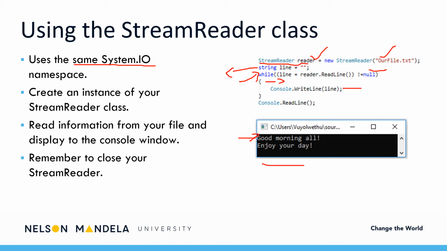So what is reader.ReadLine? It's good morning all, and therefore the first line is going to be good morning all, and then it's going to write good morning all. And then it's going to go back and say line equals reader.ReadLine. Now when it's moved to the next loop, it's going to say enjoy your day. And then it's going to check if line is null. Yes, it's going to be null because there's nothing else in our file, as you would have seen in the previous slide. Therefore, it's going to stop running, and then it's going to have a Console.ReadLine.